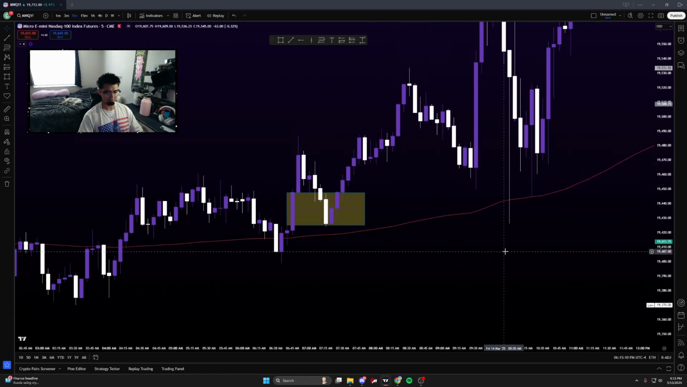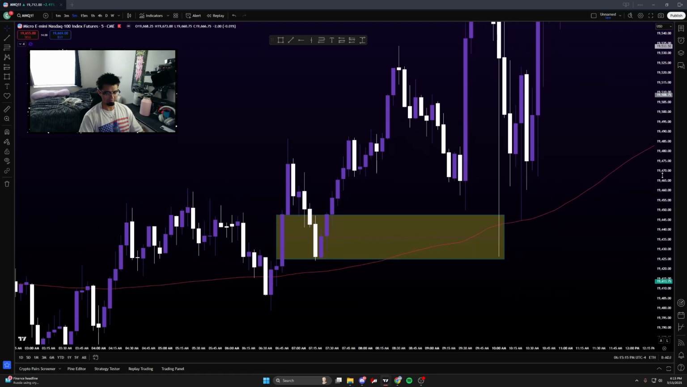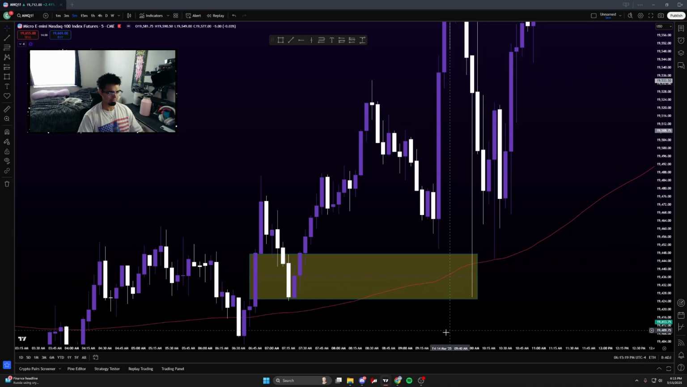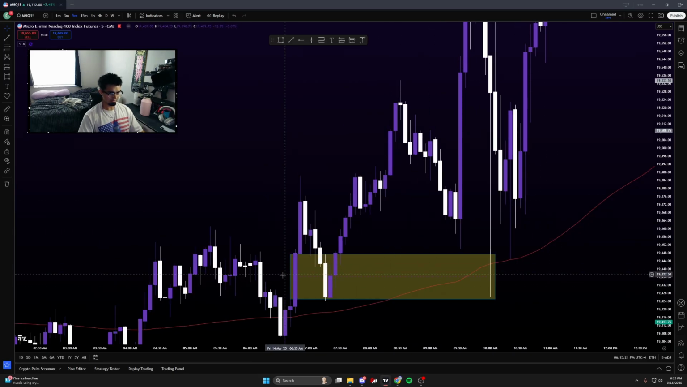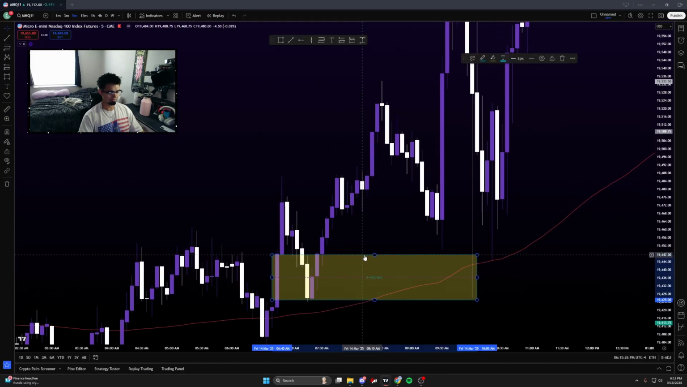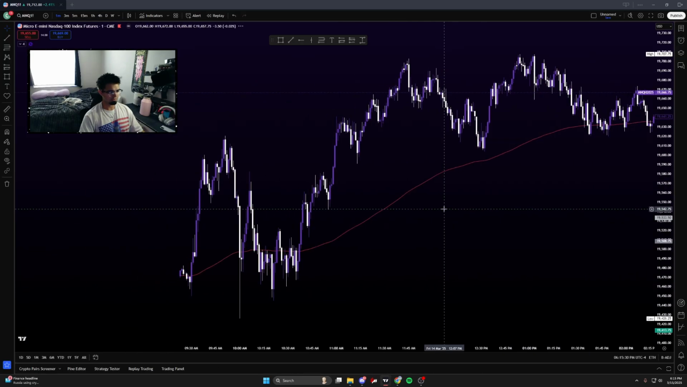And then we see price also breaks into this fair value gap again at 10 a.m. on Friday and respects it and rejects off of it essentially. So that's what you'll be looking for when it comes to bullish fair value gaps. Go down to the 1 minute and let's do this.